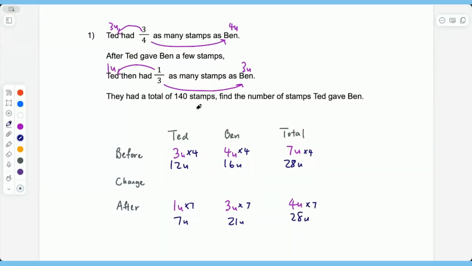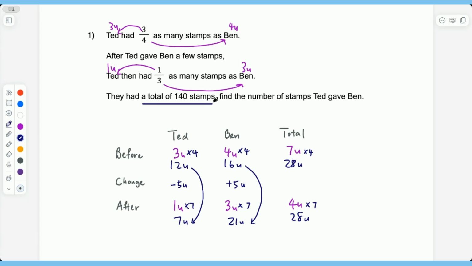And the question says that Ted gave Ben a few stamps, but we don't know how many stamps Ted gave to Ben. What we can see here is that from 12 units, it became 7 units. That means we minus 5 units of stamps for Ted. And for Ben, from 16 units, now he has 21 units of stamps. That means we plus 5 units for Ben. So Ted gave 5 units of stamps to Ben. And the total between them still remains unchanged, which is 28 units.